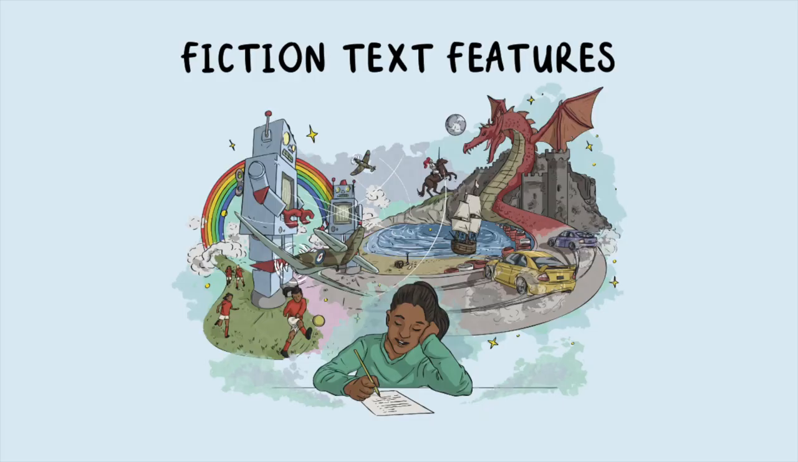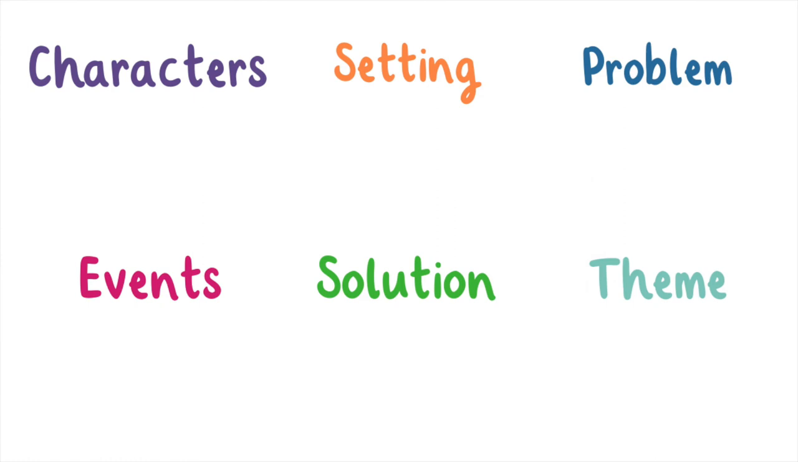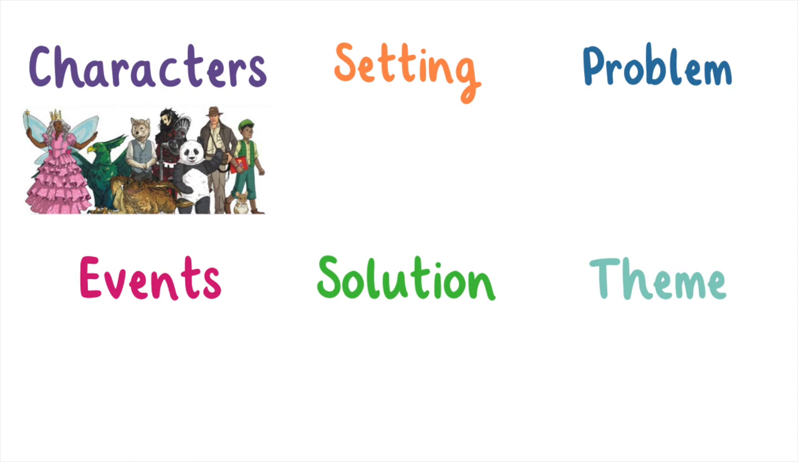Now, we're going to move on to fiction text features. Many different types of text features provide unique information to the reader. In fiction texts, there are characters, a setting, problem, events, solution, and a theme. Characters. Who is this story about? This may be people, animals, and sometimes objects that are alive.